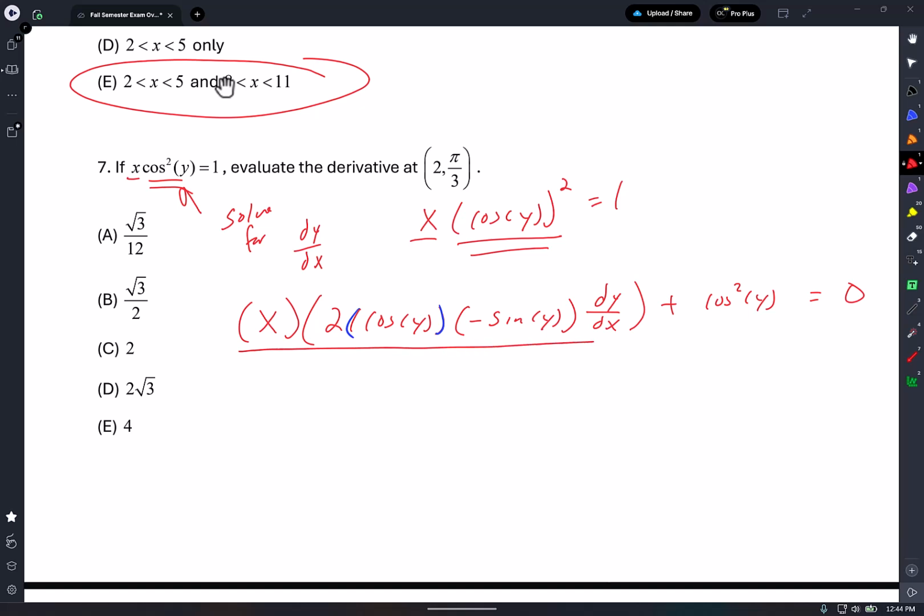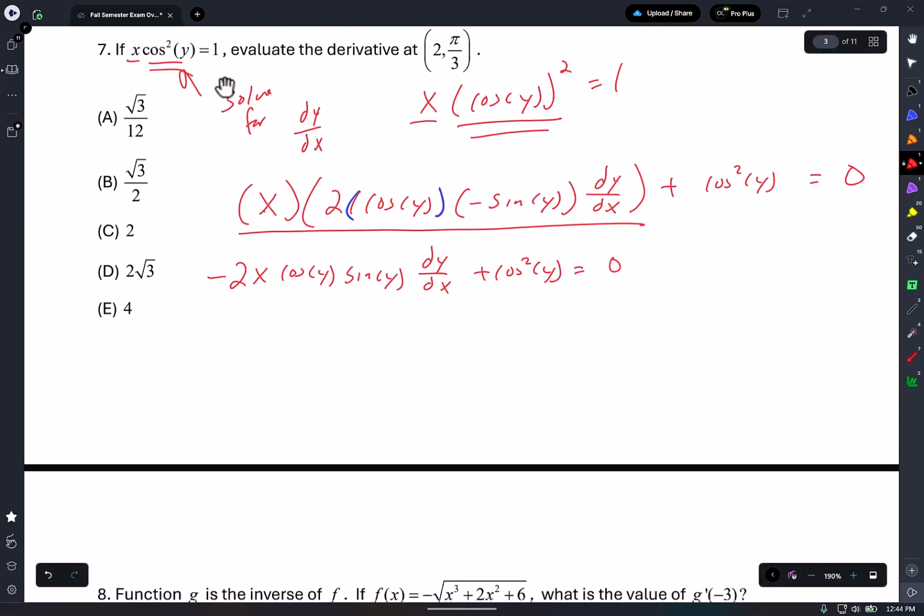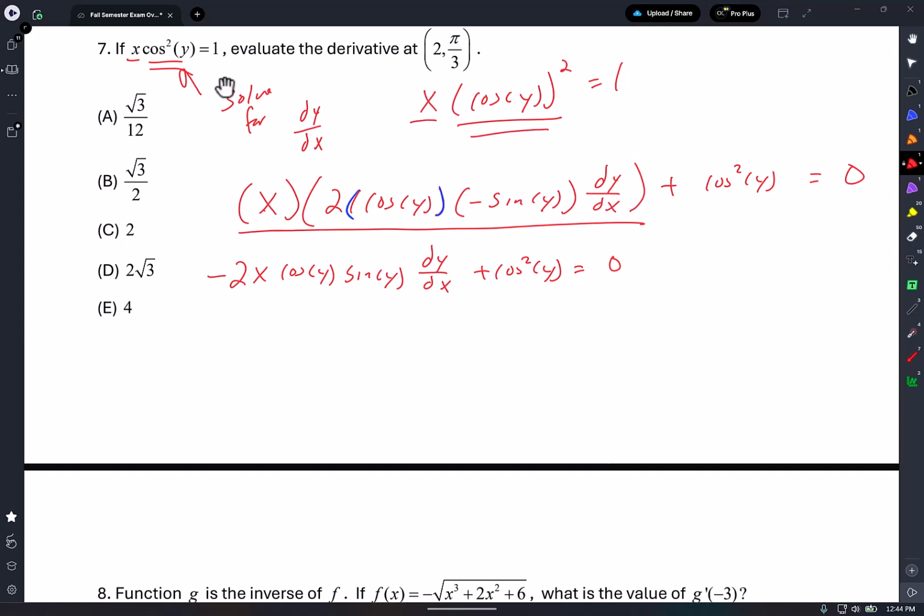All this is a product. I just see x times 2 times cosine y times negative sine y times dy dx. All that is a product, so you can rewrite this as -2x cosine y sine y dy dx. Maybe you want to put the dy dx up here, that's fine. Plus cosine squared y equals 0. All right, just solve for dy dx. I'm going to move the cosine squared to the other side. So -2x cosine y sine y dy dx. Yes, there's parentheses here for the argument. I just sometimes don't put them.